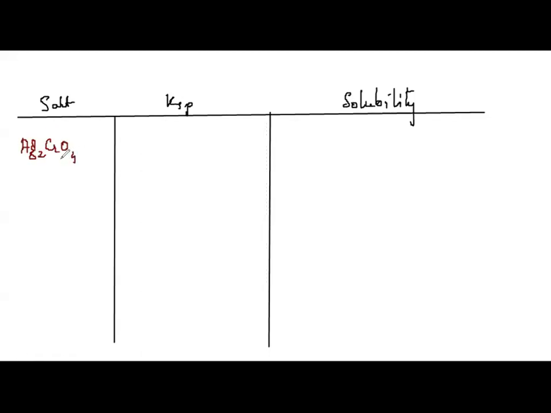Ag2CrO4. Correct. So Ag2CrO4, they have given how much? 1.1 into 10 raised to minus 12. The salt is of type A2B, therefore it is 4S cube. Then S will be equal to what? Cube root of Ksp upon 4. Correct. And that value comes out to 0.65 into 10 raised to minus 4. Substitute and find the answer.